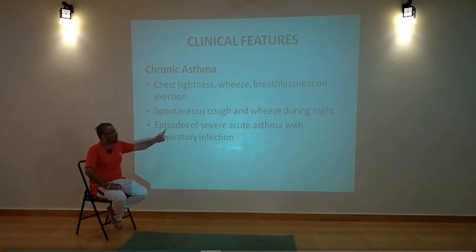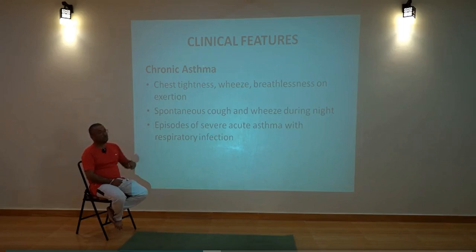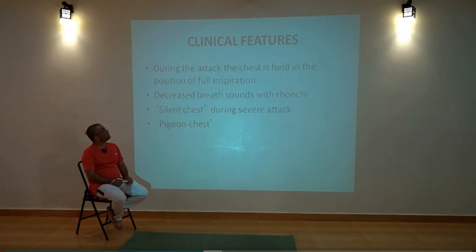Episodes of severe acute asthma with respiratory infection. You can see episodes of severe acute asthma, and infection persists inside the lungs or the whole respiratory tract. So these are the symptoms of chronic asthma. Let's move to the next one.